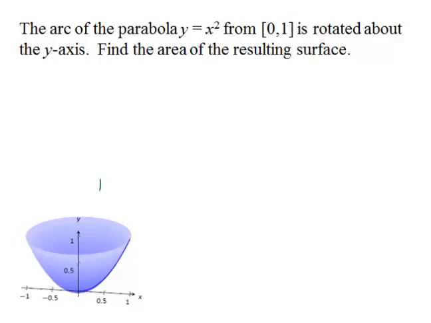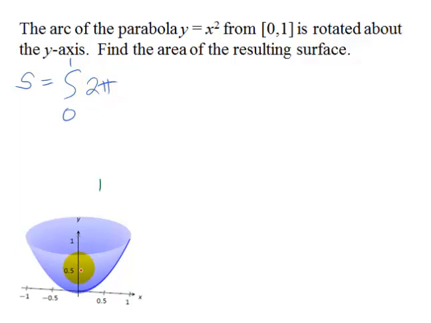The arc of the parabola y equals x squared from 0 to 1 is rotated about the y-axis. Find the area of the resulting surface. So here we can see this surface, and we're going to go ahead and use our formula for the surface area, and that's going to be, we're going to integrate from 0 to 1, 2 pi.